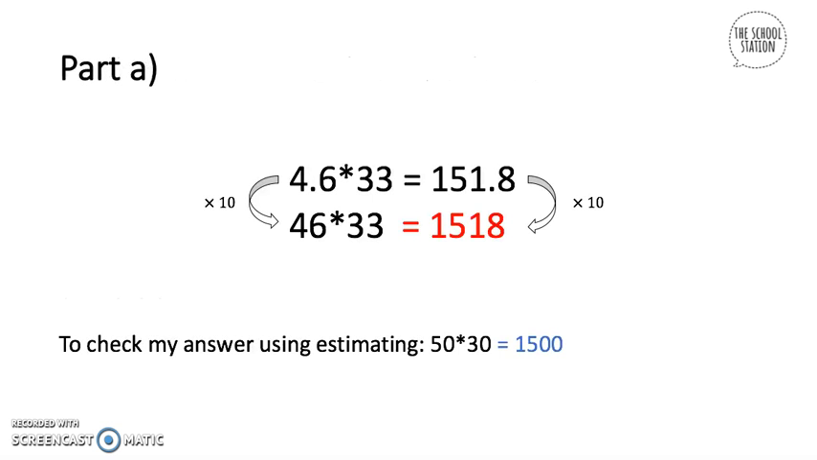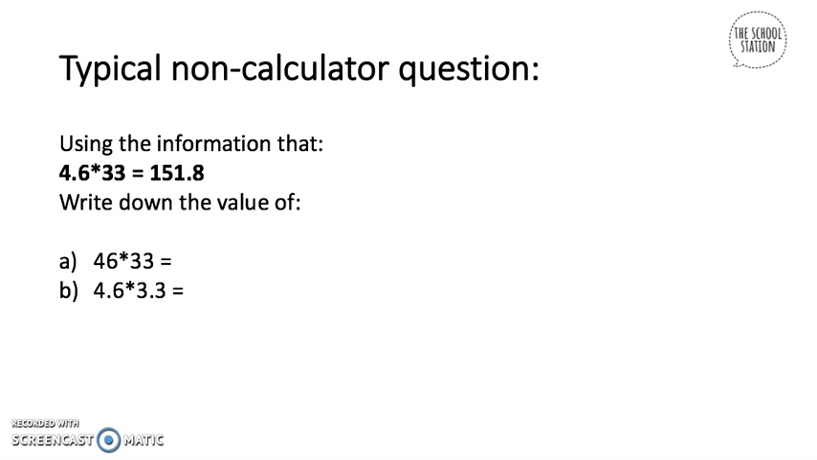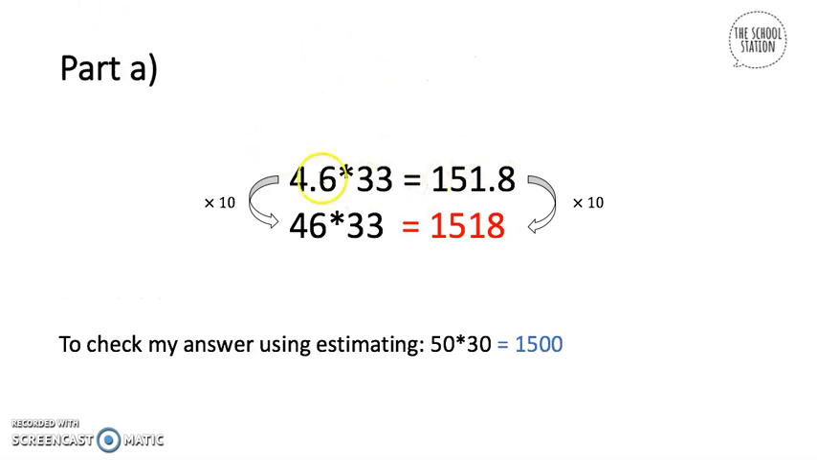First of all, we're starting off with part A. The first thing we already know from the question is that 4.6 times 33 is 151.8. So I wrote that in at the top. And then we have the thing that we actually want to find out, which is 46 times 33. Now what we can do is see the difference between the two equations.